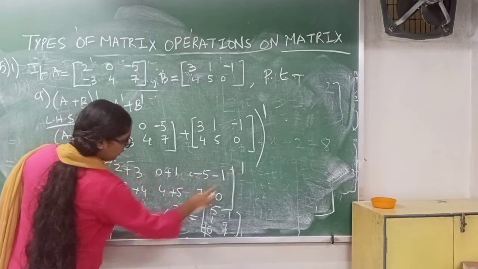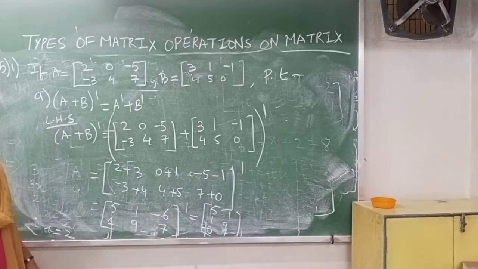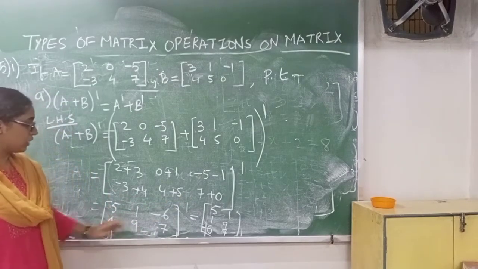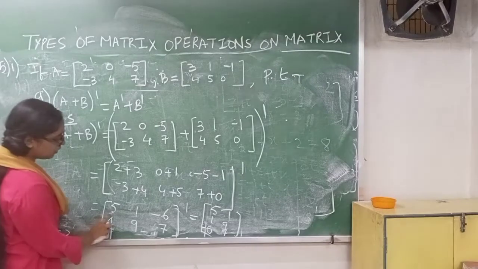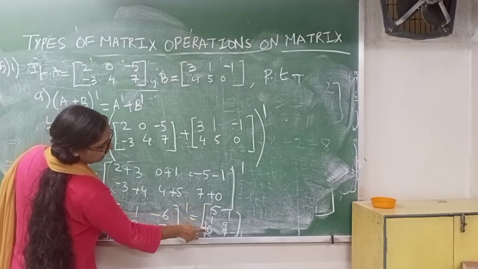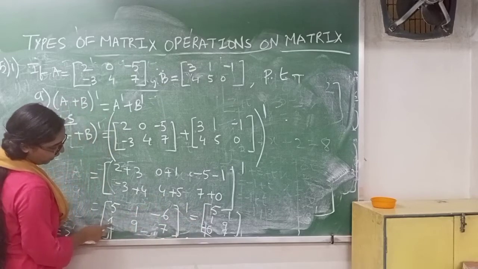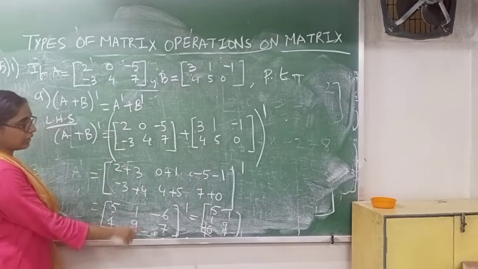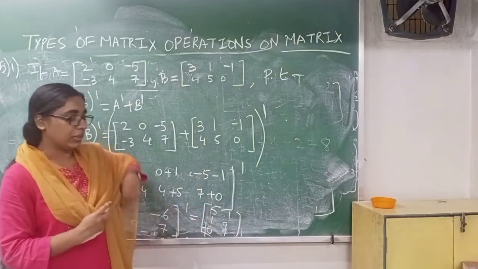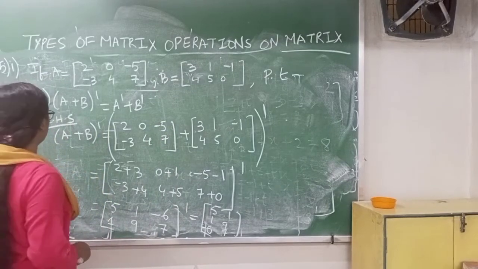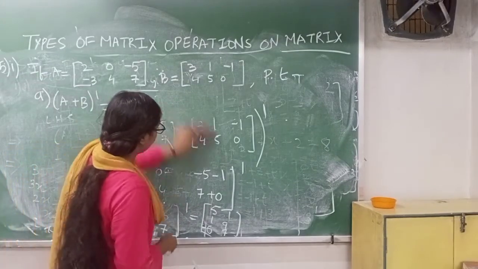Now see, in each and every step I am giving the transpose sign. Now we have to convert this into the transpose, which means this row will become a column. 5 1 minus 6 will become a column 5 1 minus 6. Then the second row 1 9 7 will become a column 1 9 7. So in LHS I am getting this type of matrix. Now I will solve RHS.